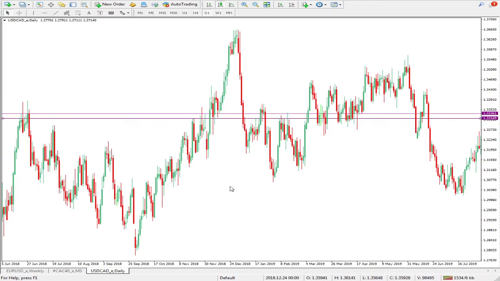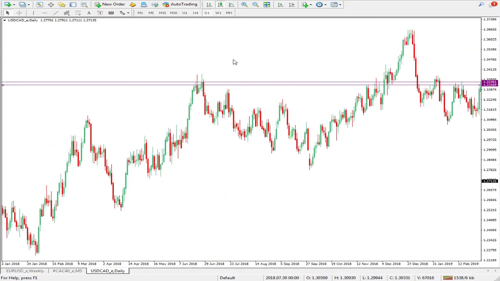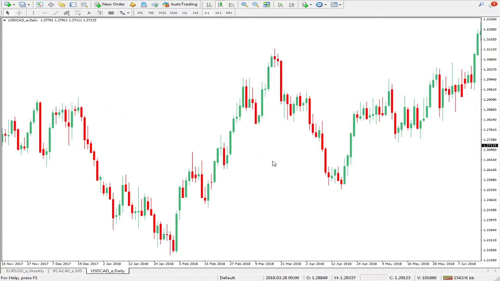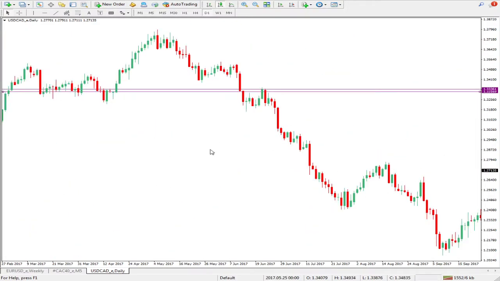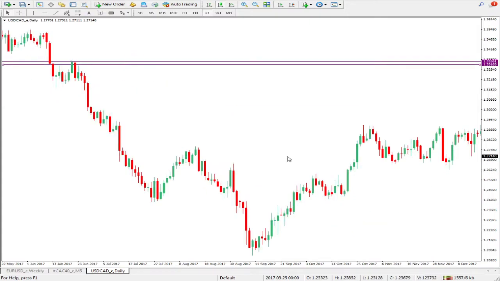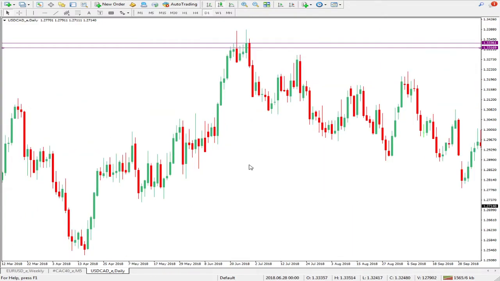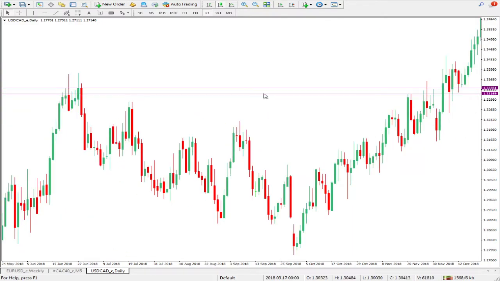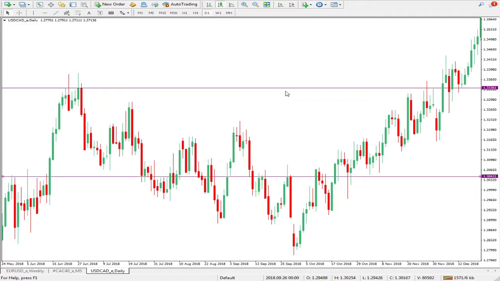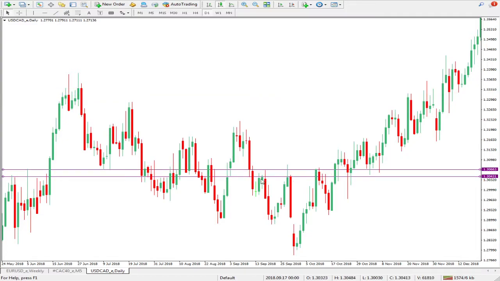Let's get another example. We should have one here. Just a second. Let's see. Okay, look at this level here. It may not be a very clear one, but it's still a good one. Look at this from this point. There was this breakout, the price opened here, it went up to this point. There was this pullback, it went down, it came back, it went down, then it came back, it went down, then there is this breakout.